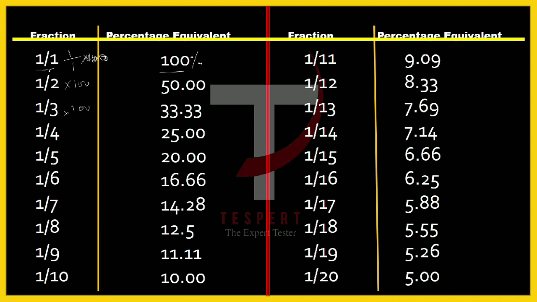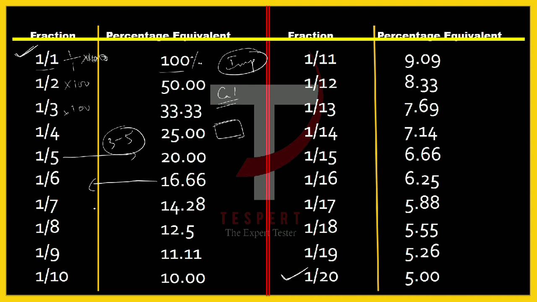Okay, so for CAT, learning from 1 by 1 to 1 by 20 is super important for faster calculations. Even though you have a calculator in CAT, please try not to use that. You have to calculate in your brain, okay? And you shouldn't even take 3 to 5 seconds to convert either percentage equivalent into fraction or fraction into percentage. So you must memorize all this at least from 1 by 1 to 1 by 20, okay? Please go through this table and you must learn them.